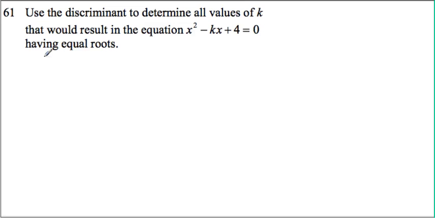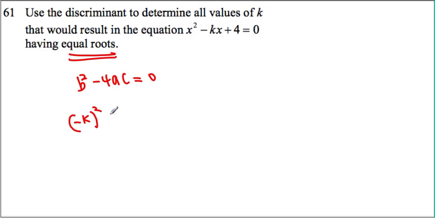Number 61. They want us to use the discriminant to determine all values of k that will make this equation have equal roots. What does it mean by equal roots? b squared minus 4ac has to be equal to 0. Let's try to apply that and see what we end up getting. b squared in this case becomes negative k squared minus 4 times a, which is equal to 1. c, which is equal to 4, is equal to 0.